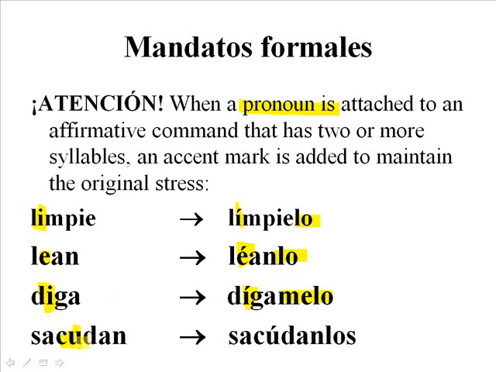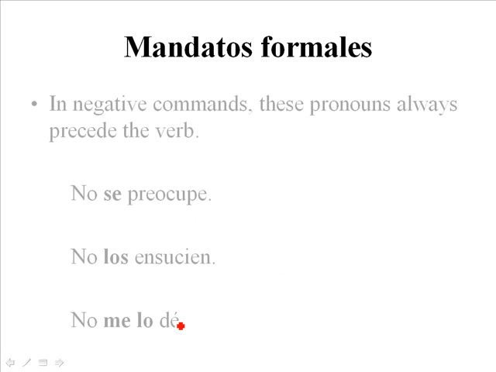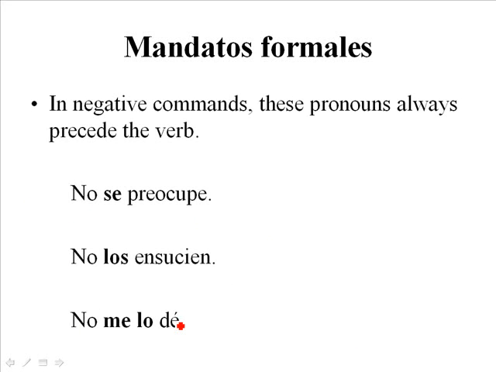Sacudan. The stress naturally goes on the U. So when we add the pronoun los, sacúdanlos. We still want the stress on the U. Sacúdanlos. In the negative form, the no will go ahead of it, and the pronoun will precede the verb. So, no se preocupe. No los ensucien. No me lo dé. No se preocupe. No los ensucien. No me lo dé.